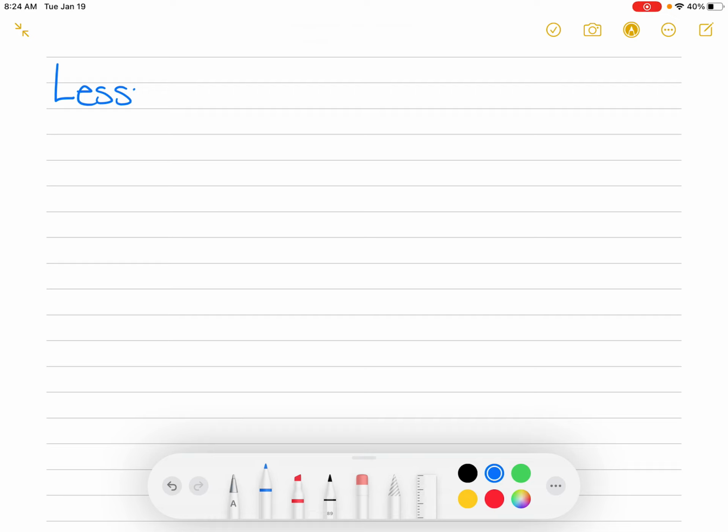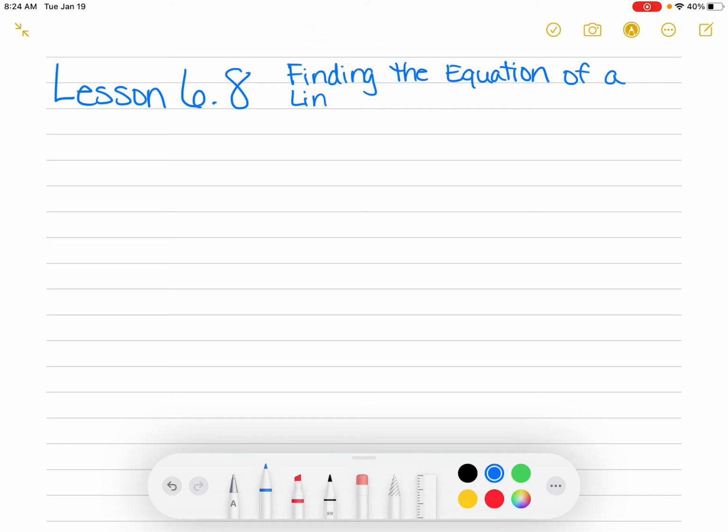So today's lesson is lesson 6.8. Remember, you need to be writing all of this in your notes. And the title is Finding the Equation of a Line Given 2 Points. So this is exactly what it says it is. You're going to be given 2 points and you're going to have to write the equation.